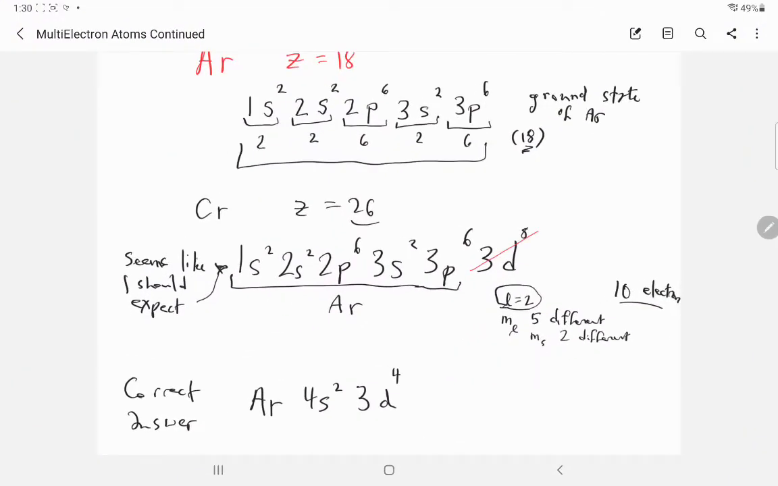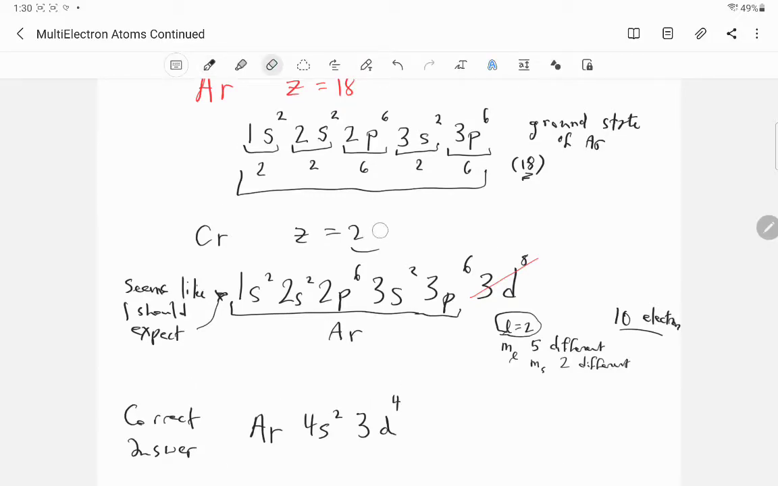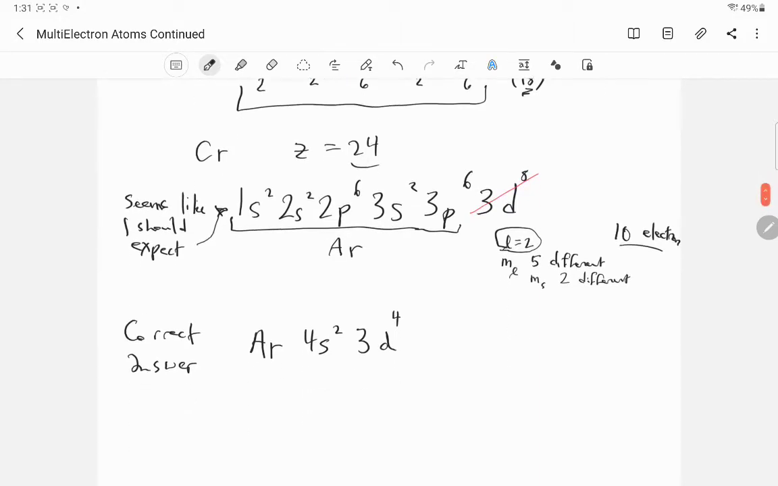So chromium is actually 24, which means I had 18, and to get to 24, I need to add 6 more. Yeah, so okay, that makes sense. Z is 24. So there are 18 electrons accounted for in argon, and then we're going to add on 6 more to get to 24. Okay, so this is the correct answer.